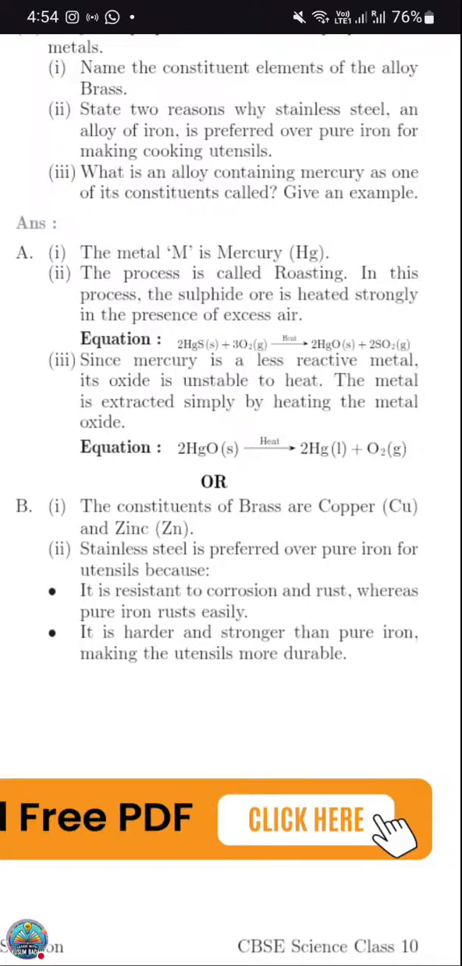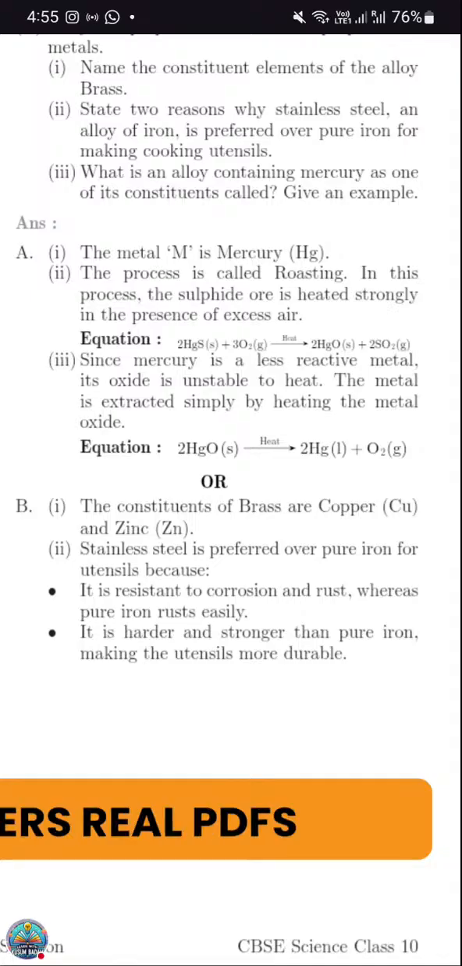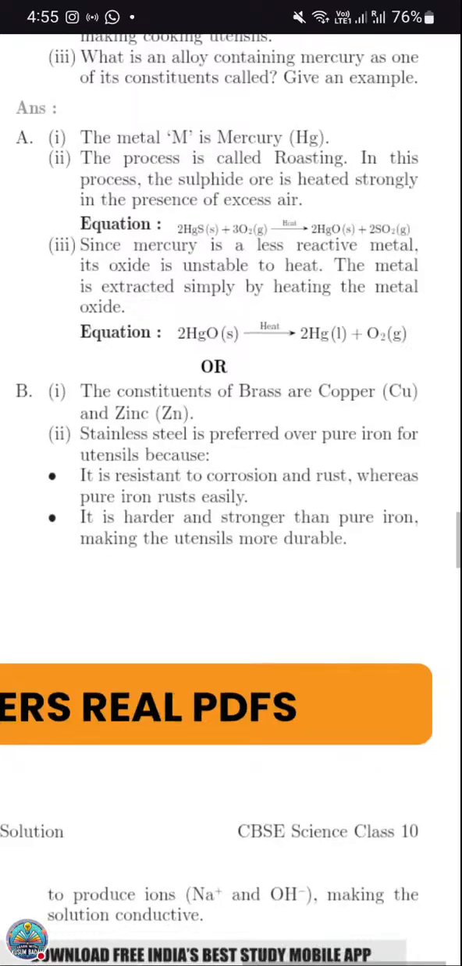Next question: state a reason why stainless steel, an alloy of iron, is preferred over pure iron for making cooking utensils. It's a simple question and most of you probably know it. Good, Vivek. Stainless steel does not get corroded, it does not get rusted. So utensils are made of stainless steel. It is resistant to corrosion and rust, whereas pure iron rusts easily.